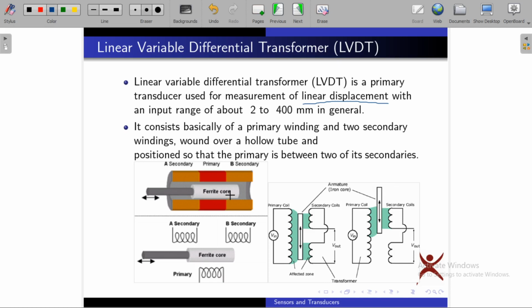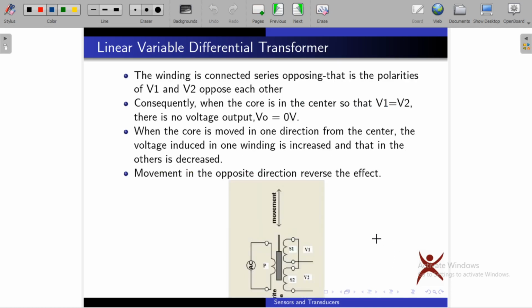You're going to have a ferrite core. This is the primary winding. You're going to have only one primary winding and two secondary windings. In between these two coils, you're going to have a ferrite core, armature core, or iron core. Here you're going to have two secondary windings.